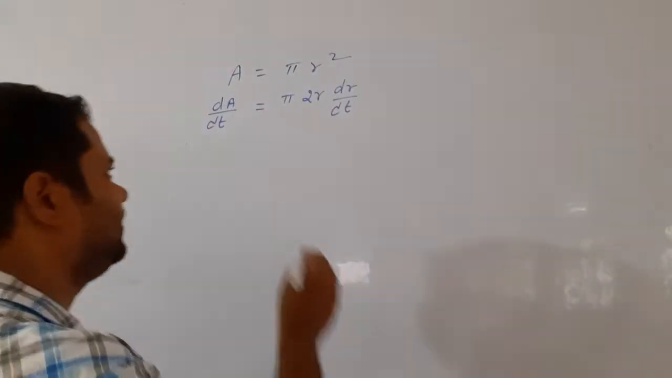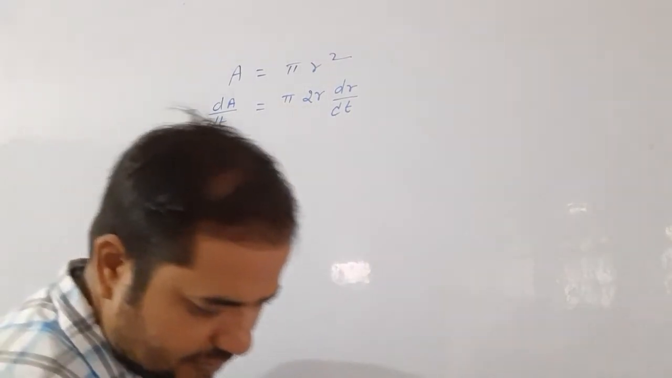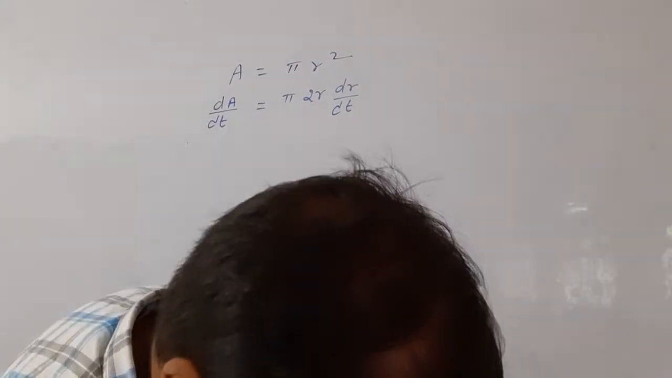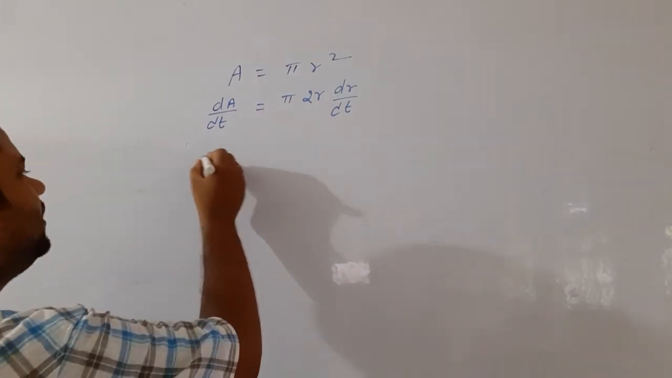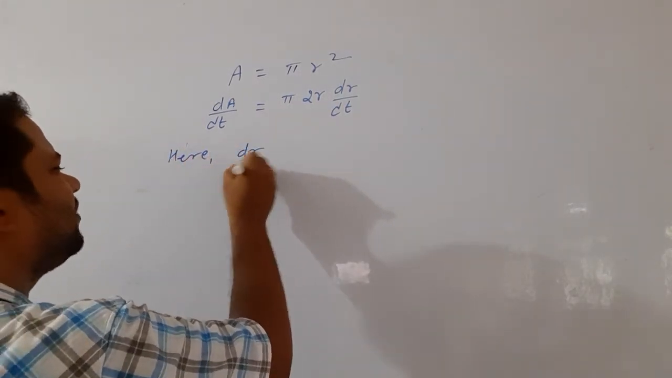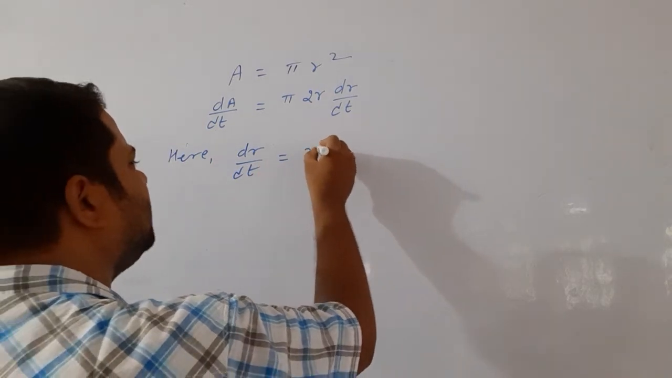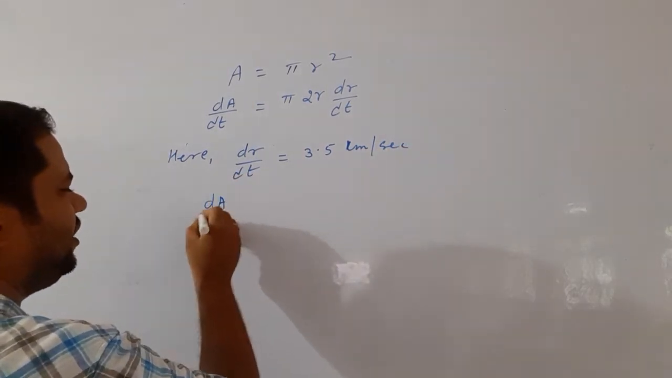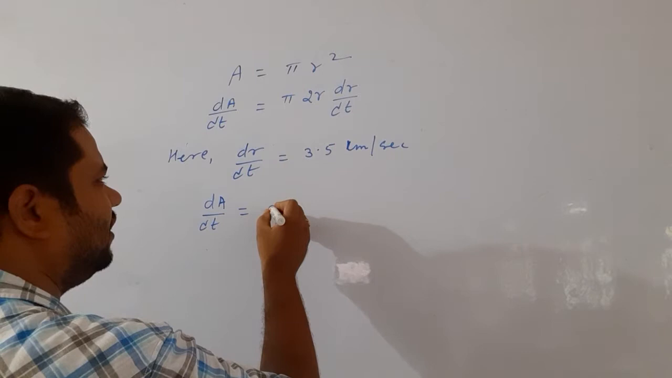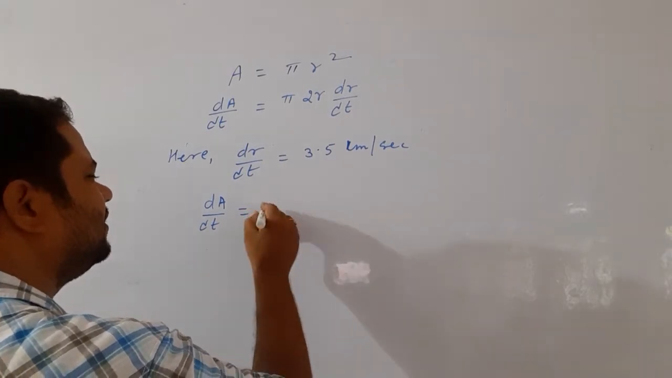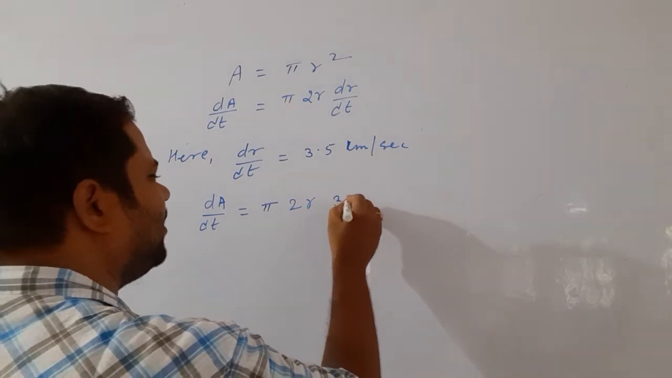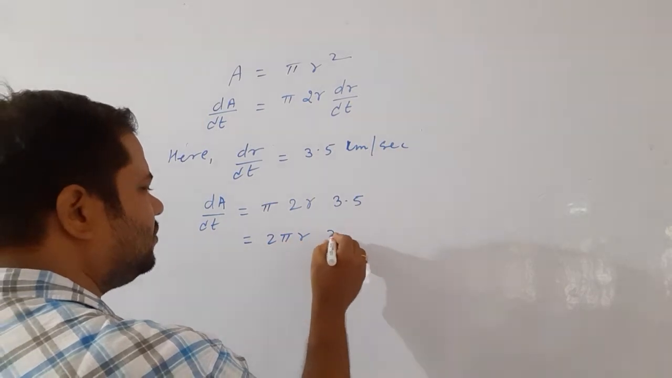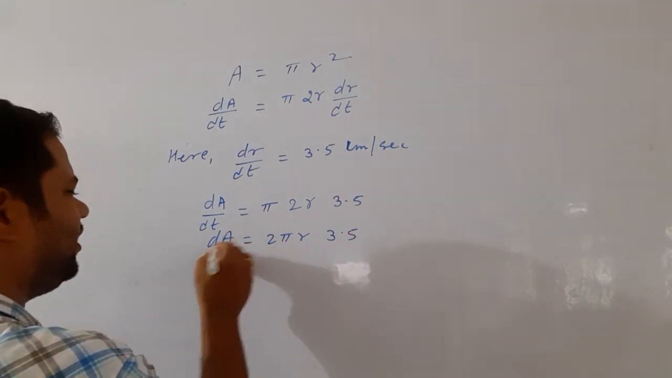3.5 centimeter per second. That means the rate of change of radius of the circle, the speed, dr upon dt, is nothing but 3.5 centimeter per second. So dA upon dt is nothing but pi into 2r and 3.5. So dA upon dt is 2 pi r into 3.5.